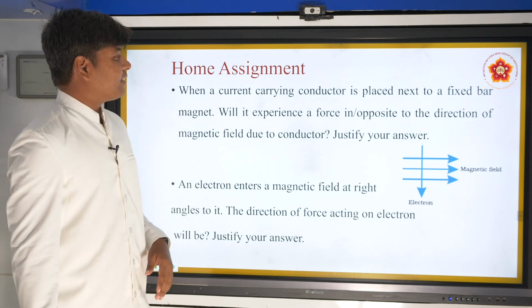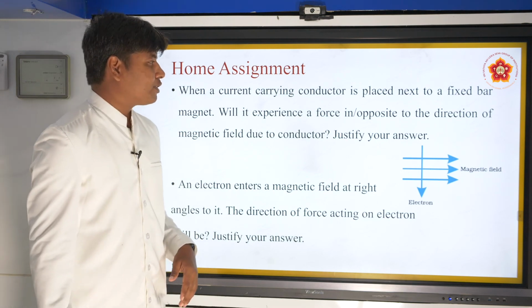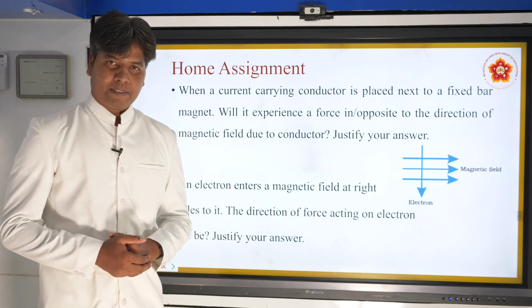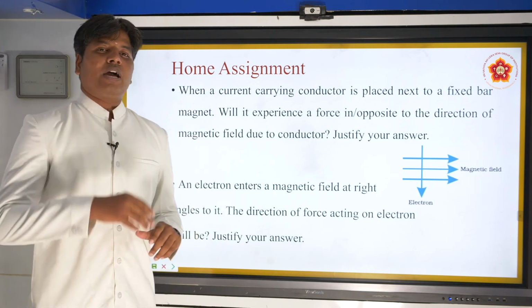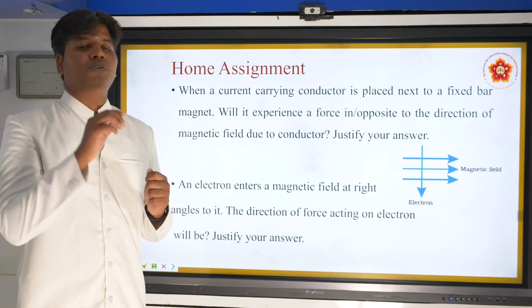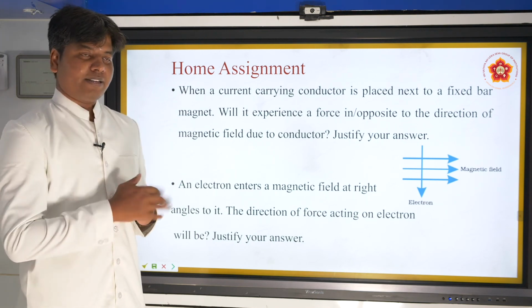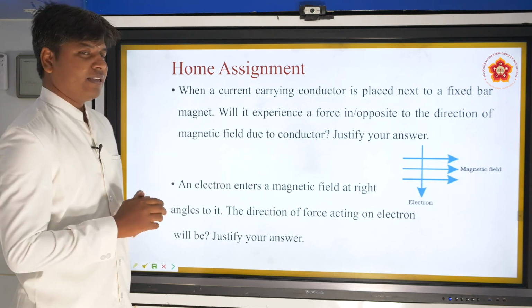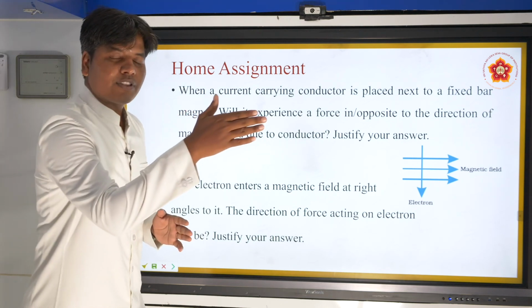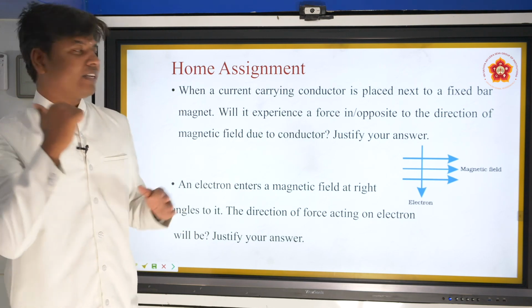When a current carrying conductor is placed next to a fixed bar magnet, will it experience a force in or opposite to the direction of the magnetic field due to the conductor? Justify your answer. So what it is telling is, you have a magnet, you have a current carrying conductor. The current carrying conductor will have magnetic field lines around it. So if any magnetic field line is going through the magnet, will the bar magnet experience the force in the direction of the magnetic field line or opposite to the direction of the magnetic field line? So that is the question.